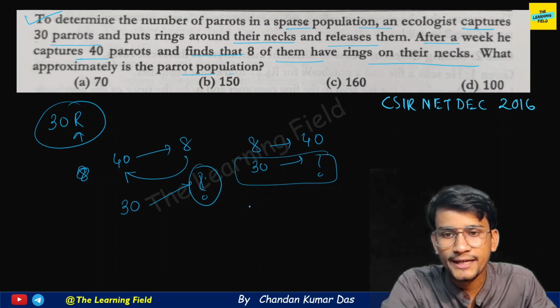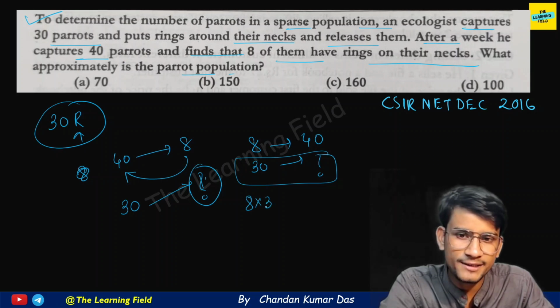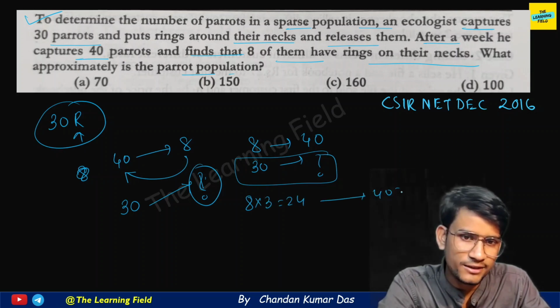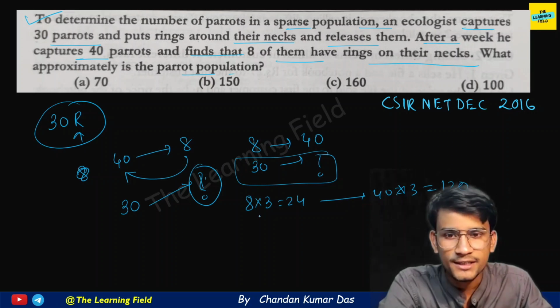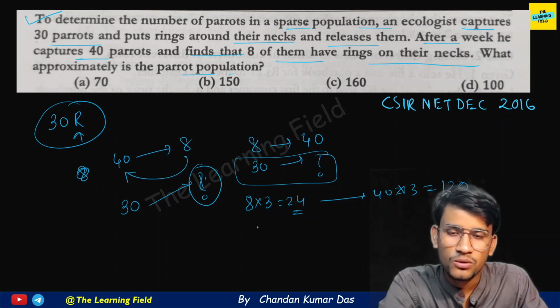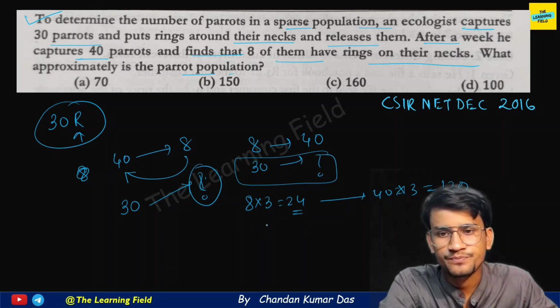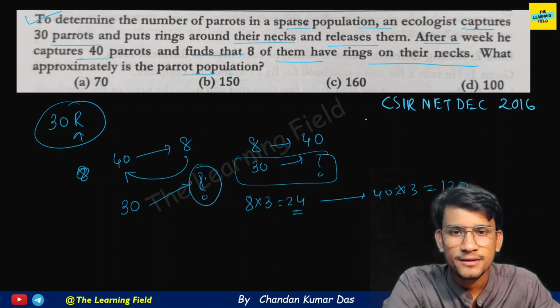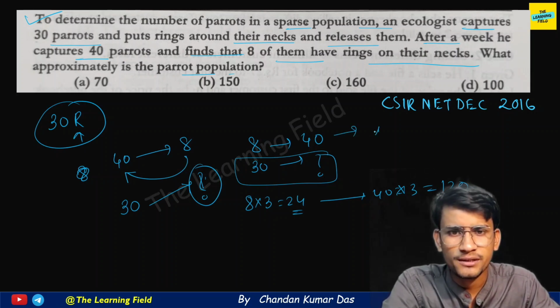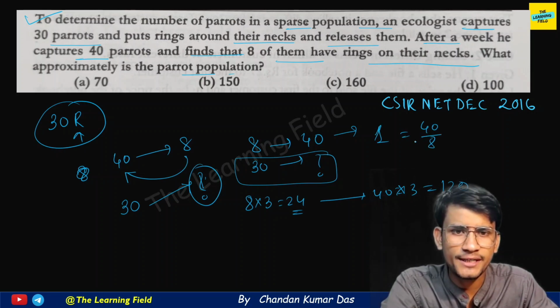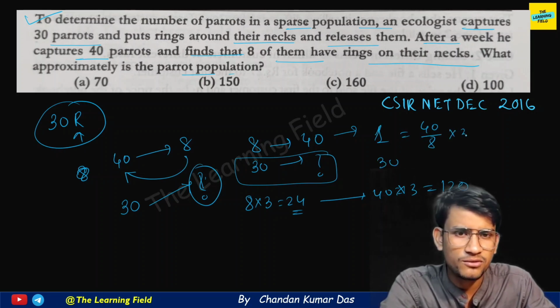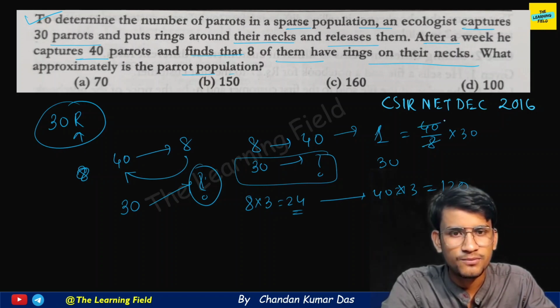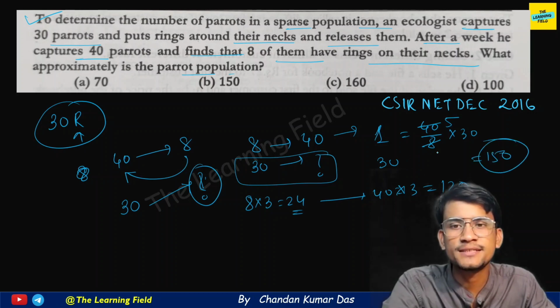Okay, so 8 goes to 40 means 8 doubled. If we multiply 8 by 3, this gives 24, goes to 40 into 3, which is equal to 120. Now we need 6 more rings, so we can add here. See, we can directly calculate from here. 1 means 40 by 8, and 30 means 40 into 30 by 8, I think. Yeah, so 150. I think this is the correct answer.